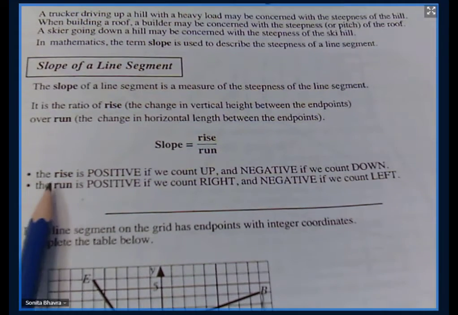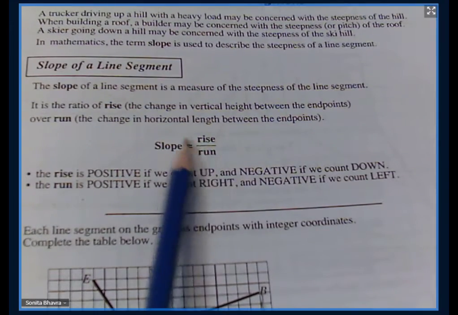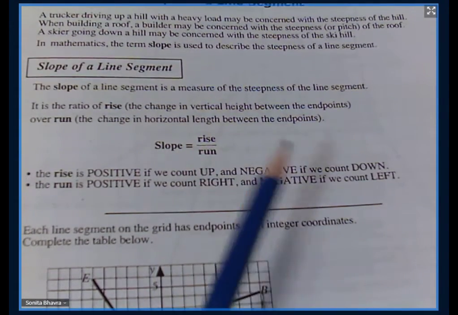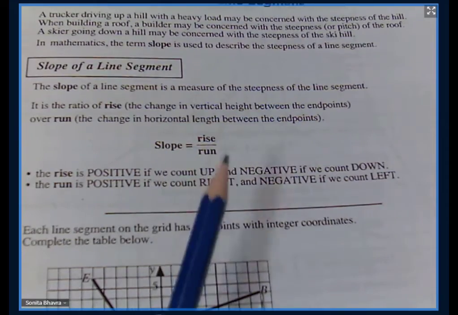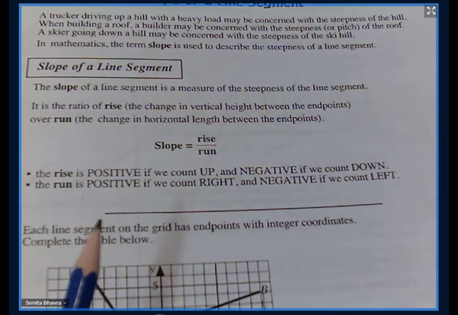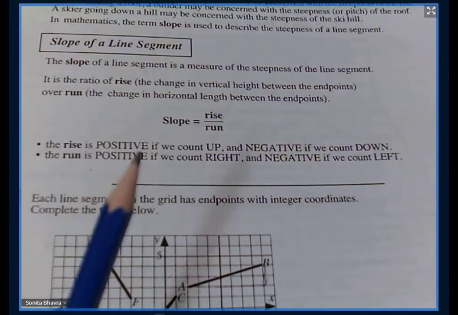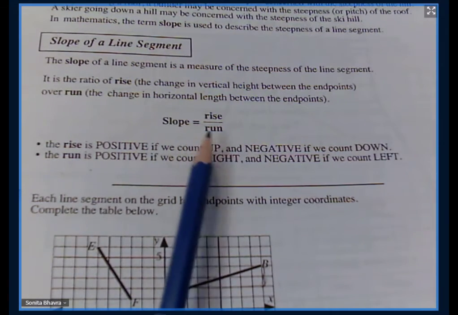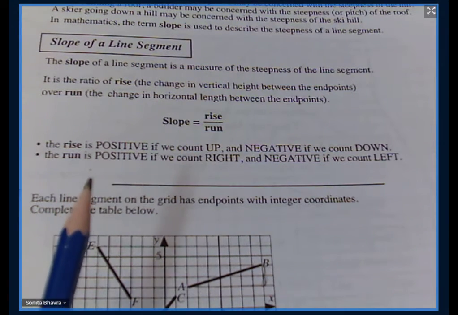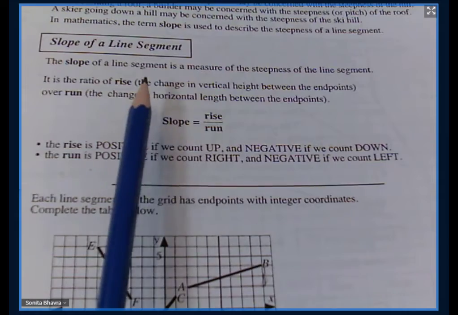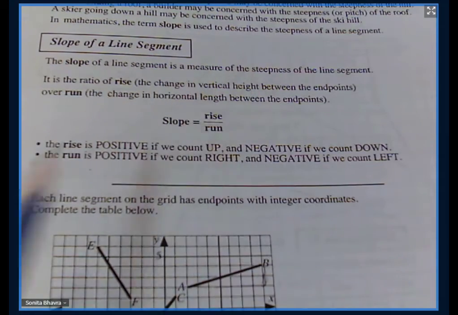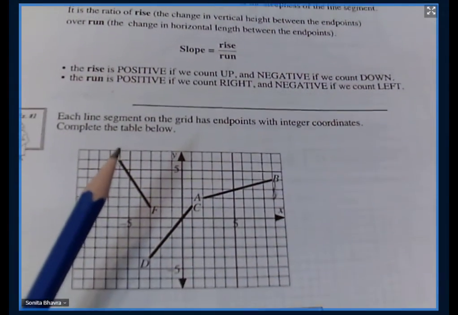So we look at the rise over the run. When we talk about the rise, we're talking about vertical, up and down. And when we're talking about the run, we're talking about horizontal. So horizontal length and vertical height. All right, so let's take a look at these graphs here.